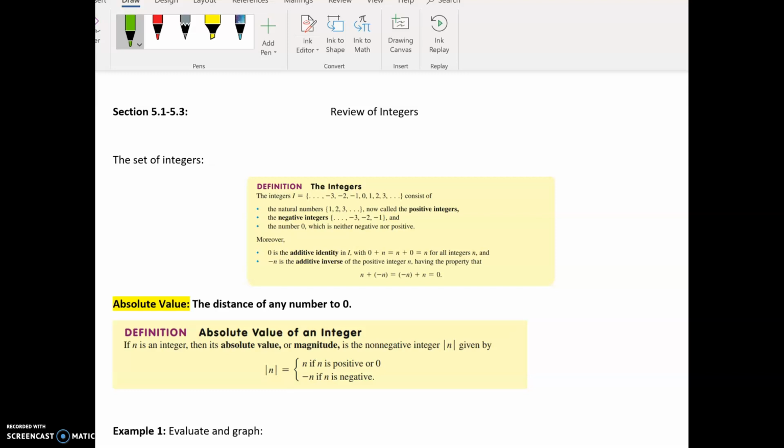Hi class, the first topic of this week is going to deal with a little bit of review of integers. And the idea is just so that we have a perspective on how to represent negative numbers and how to explain some of the properties of the negative numbers. So before we go any further, when we refer to the integers, we're actually talking about this set over here.